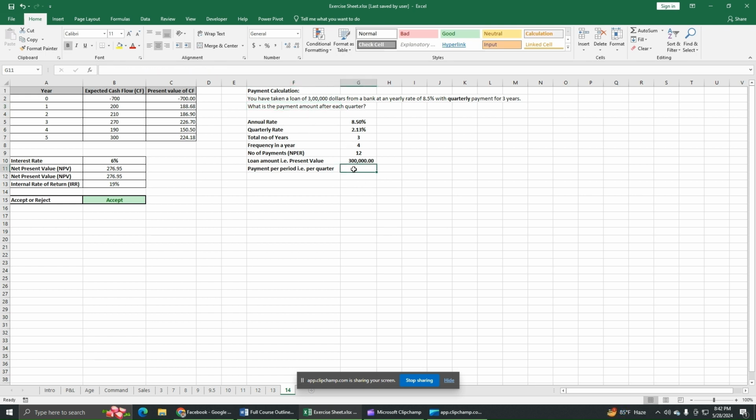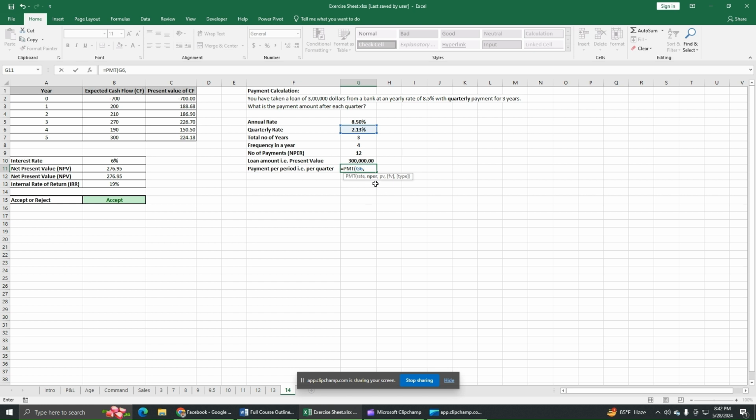Now there is a built-in function called PMT available in Excel to calculate the payment. After you type PMT and then give open bracket, it shows you the necessary inputs. So first you have to give the rate. We can see two rates here. One is annual rate and the other is quarterly rate. We will select quarterly rate here because we are working with quarterly payments. That is, we have to pay the installments quarterly. So here we will give the quarterly rate.